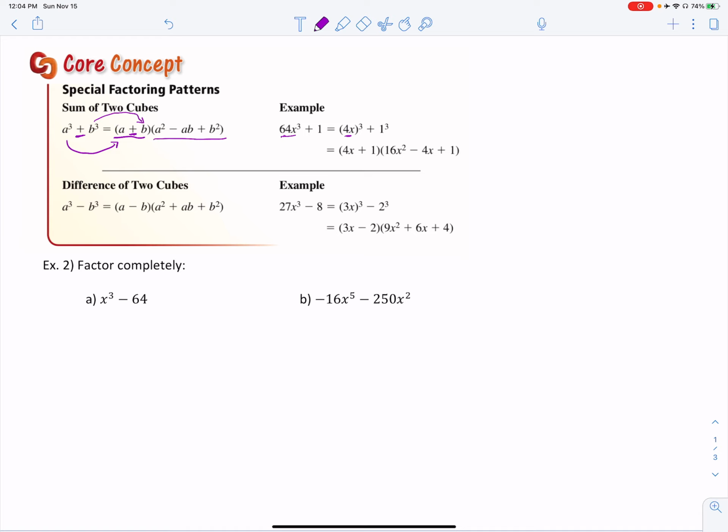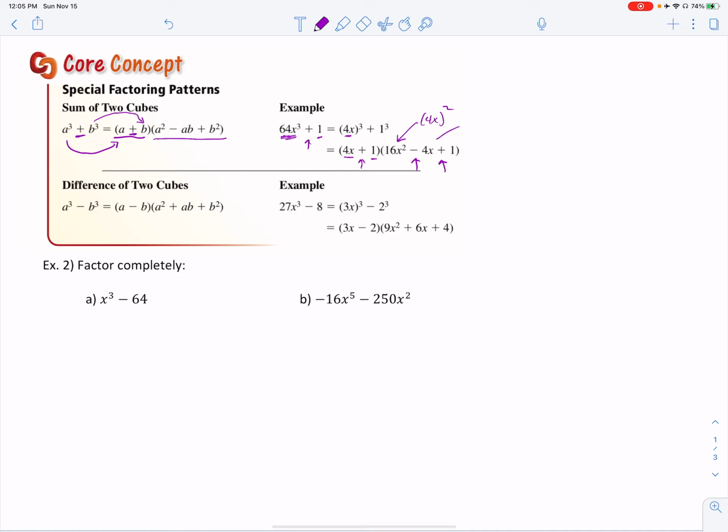So that's what happened here. The cubed root of 64x cubed is 4x, and the cubed root of 1 is 1, and since the sign is addition, the binomial has an addition sign. Then this term is that 4x squared. So it's that a being squared. This sign is opposite the sign of the two terms that are being added or subtracted, or the opposite sign of what's in the binomial. And the last sign is always positive.